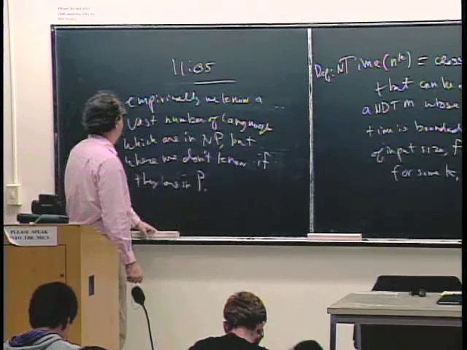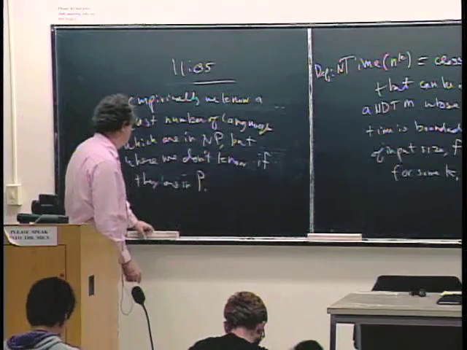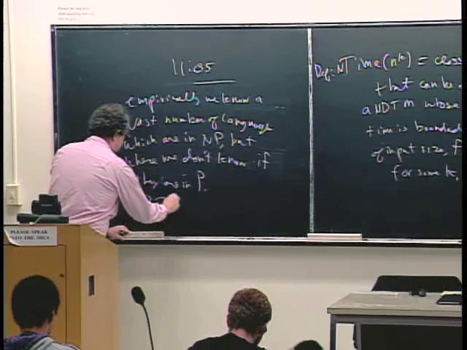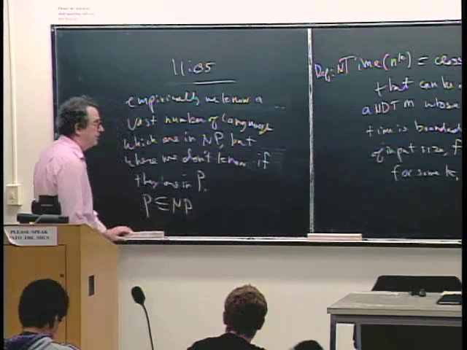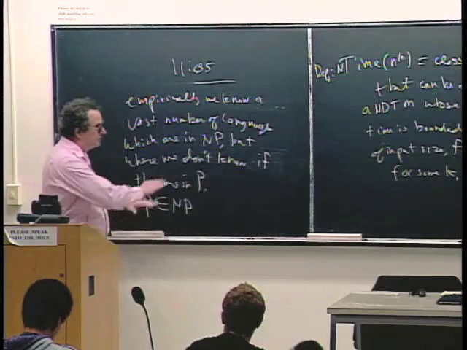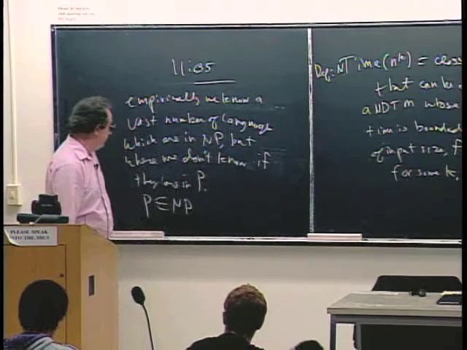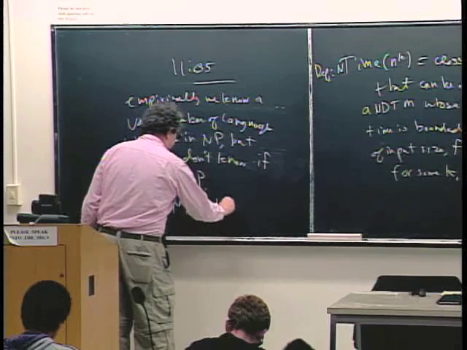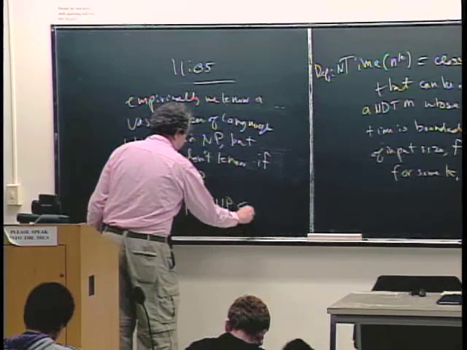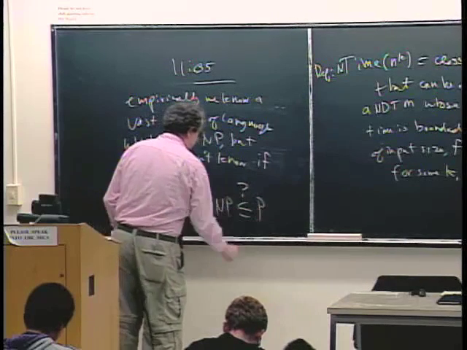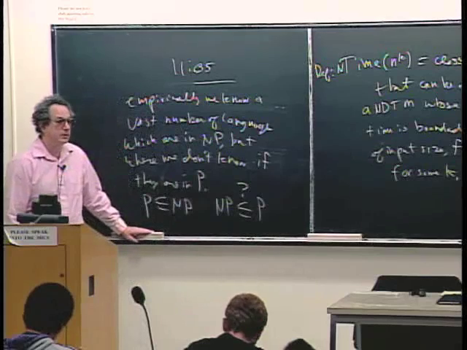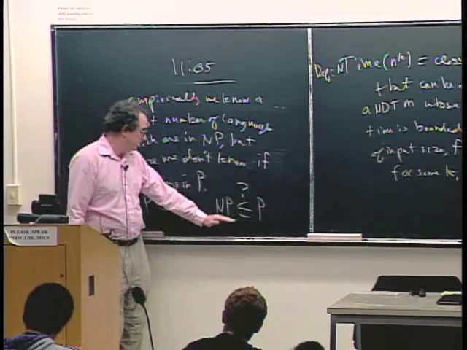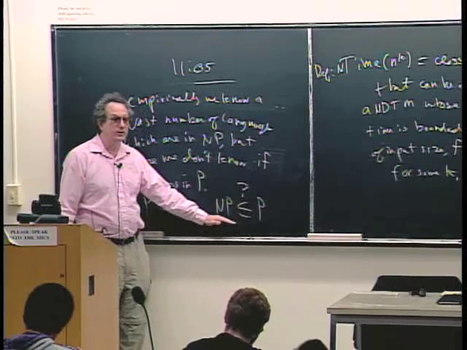All right? But we do know that P is a subset of NP. And so the open question in terms of what we've defined so far is, is the converse also true? Is NP a subset of P? Okay. Is it true or not true that if a language is in NP, it's also in P?